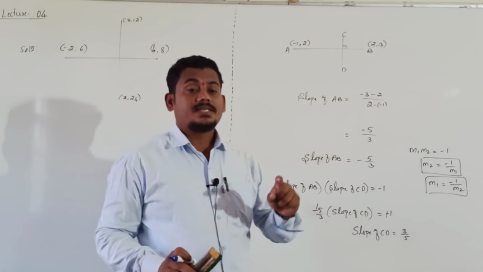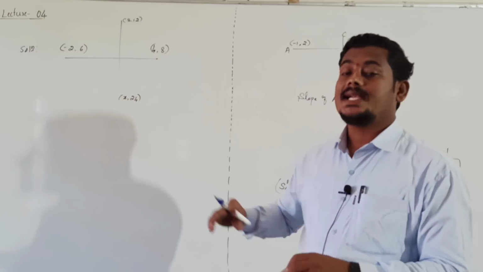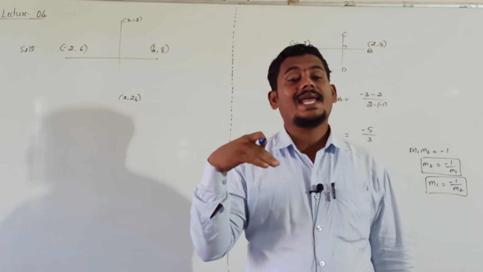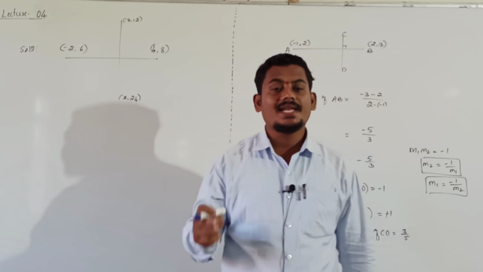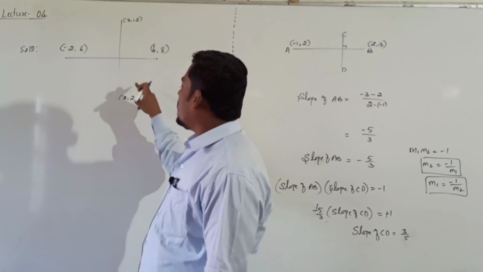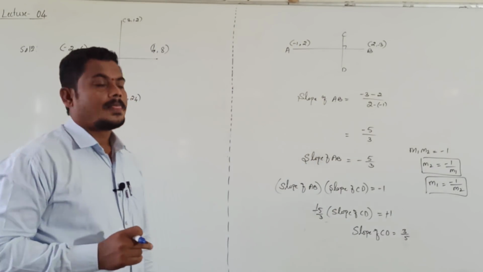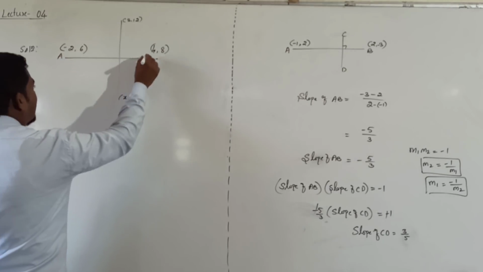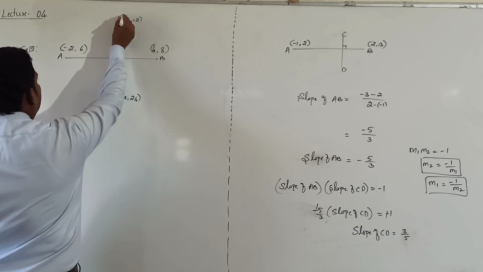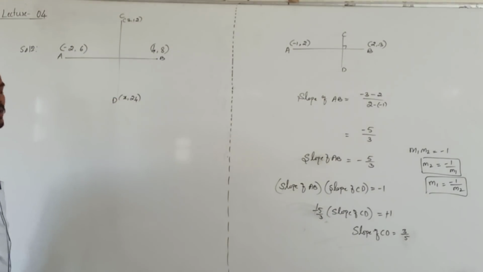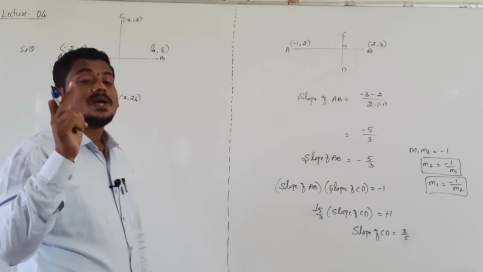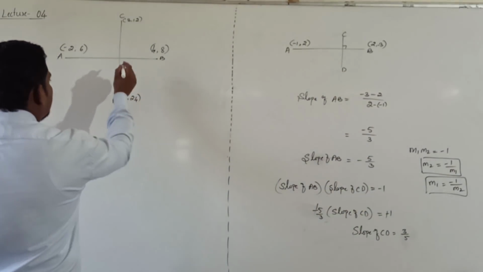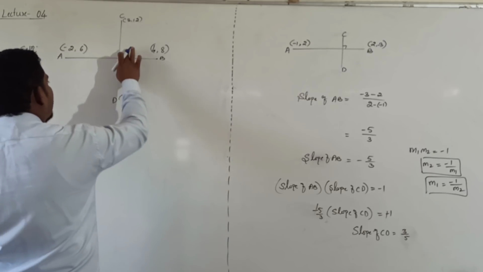Line through the points -2, 6 and 4, 8 is perpendicular to the line joining the points 8, 12 and x, 24. Clearly they have given, let me take it as A and B, this is point C and this is D, right? What they have given? Line AB is perpendicular to line CD. Then find the value of x.